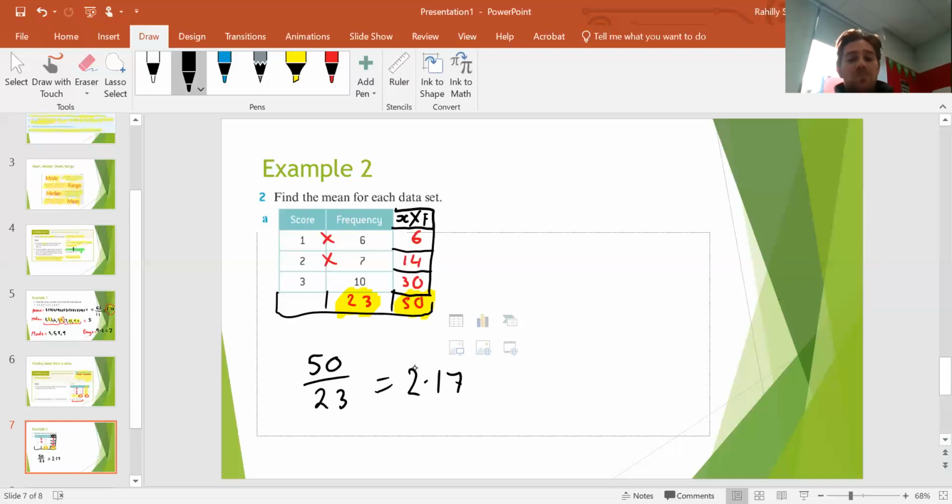So it's the same thing. You're adding all your numbers together and then dividing by the amount you've got. But when you've got it in a table like this, it's easier to do your multiplying and then you're adding and then you're dividing like we've just done.